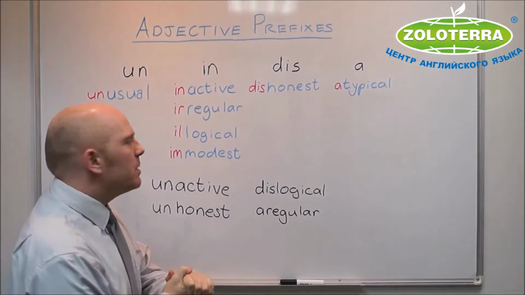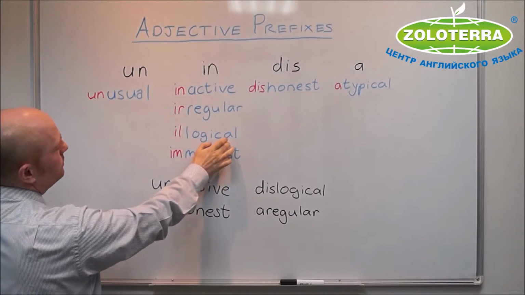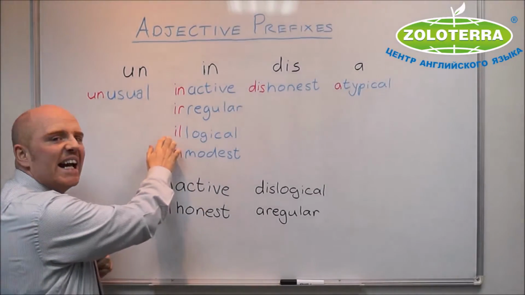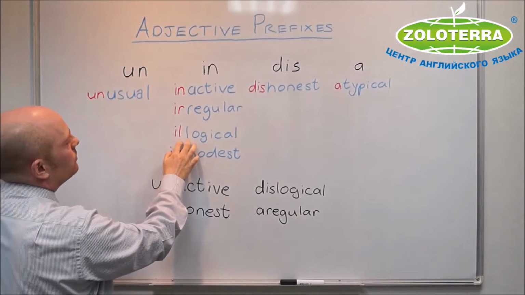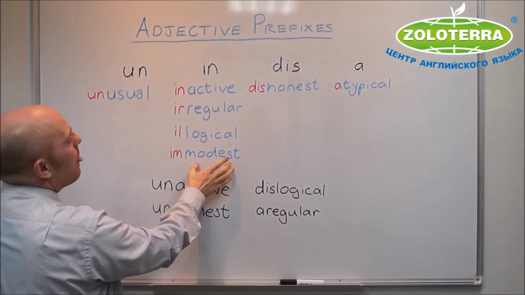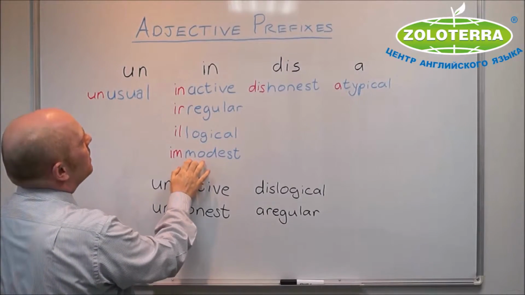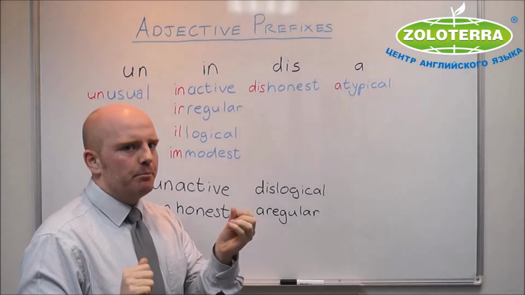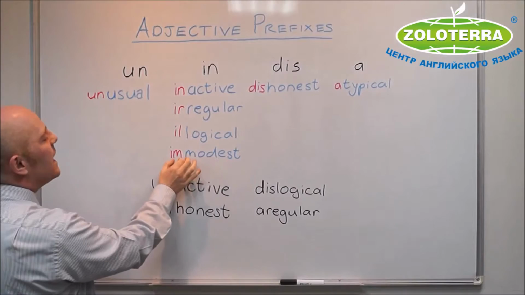Something similar happens with adjectives beginning with L, logical. The opposite is not inlogical, it is illogical. Notice again, 2 L's. Illogical. And the last one, modest, skromny. It begins with M. We don't say in m, we say im. I am. The opposite of modest then is immodest.